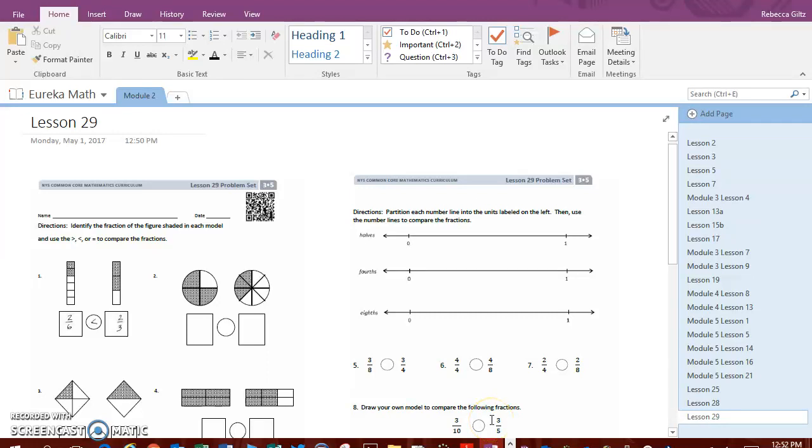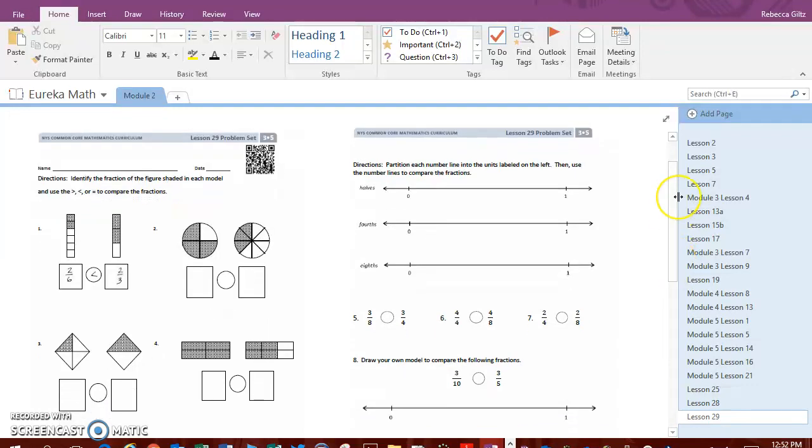Hi guys, we are working on lesson 29 problem set today, and this gets into comparing fractions once again. And we're going to start with number 1, which is just a sample of what we're going to start with here, where we're looking at pictures. Okay, so it says to identify the fraction of the figures shaded in each model and use the greater than, less than, or equal sign to compare the fractions.